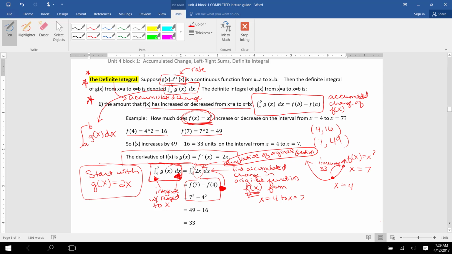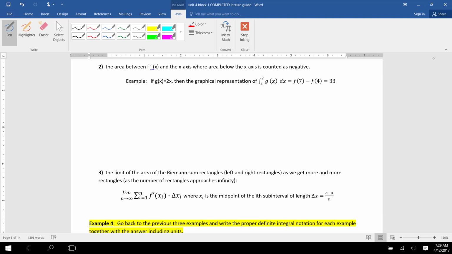Now, another way that we saw that we can interpret what we're doing when we find this calculation is an area between the rate function and the x-axis. And again, we count area below the x-axis as negative. So one way we did it is we said, well, we're thinking about how much the function y equals x squared goes up. It goes up 33 units from x equals 4 to x equals 7.